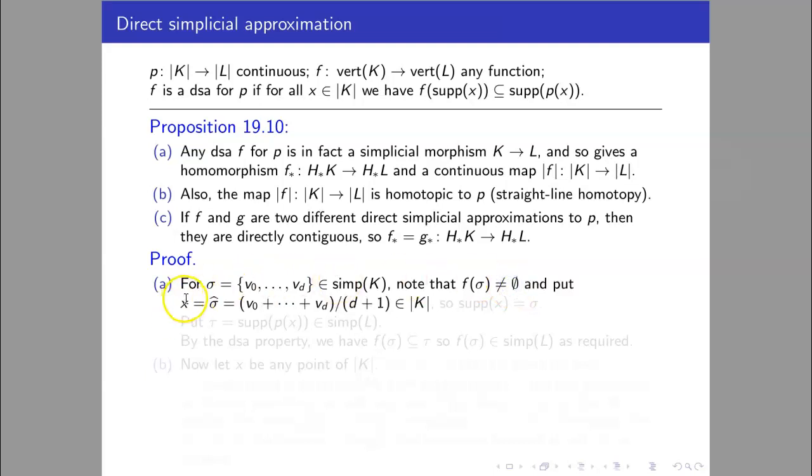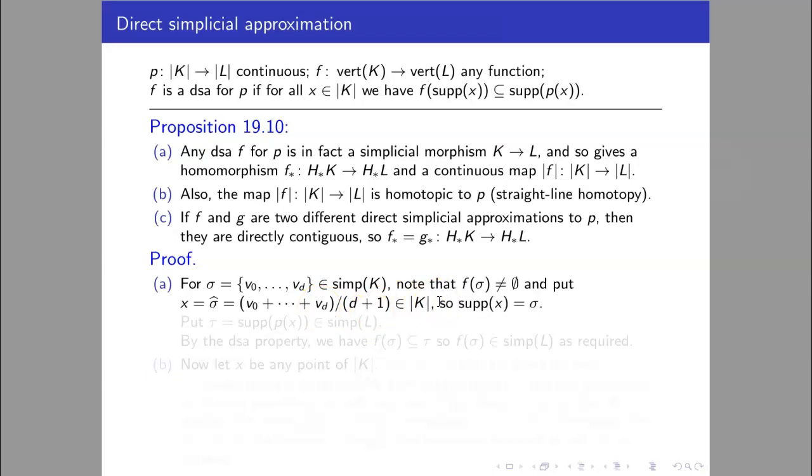So next, let's consider this point x, otherwise known as sigma hat, which is just the center of the simplex sigma. So we add up all the v0 up to vd and divide by d plus 1. That's just the center of the simplex sigma. So that's a point in |K|.